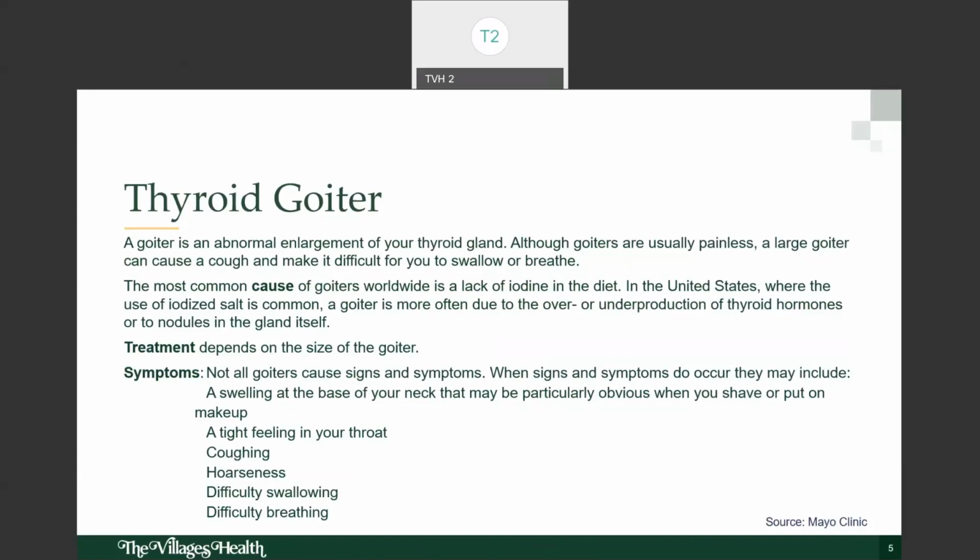So you might notice a swelling at the base of your neck that might be particularly obvious when you shave or when you're putting on makeup or lotion onto your neck. You may have a tight sensation or feeling in your throat. Some unusual coughing or hoarseness could also be a symptom. Or if you have difficulty swallowing or breathing, and this is something that is new to you, something you haven't had in the past, it could possibly be a sign or symptom of a thyroid goiter.